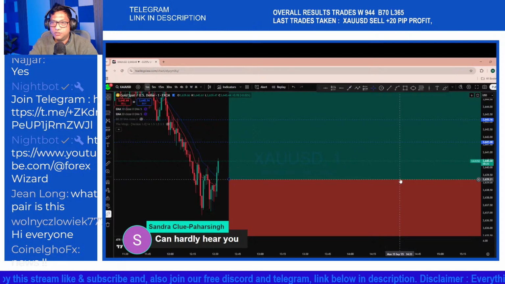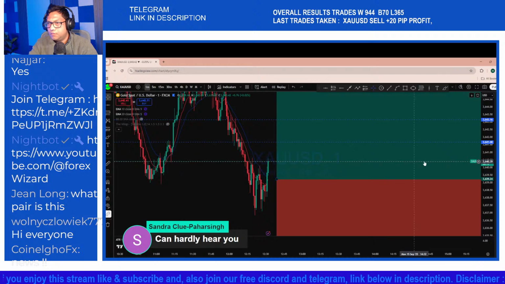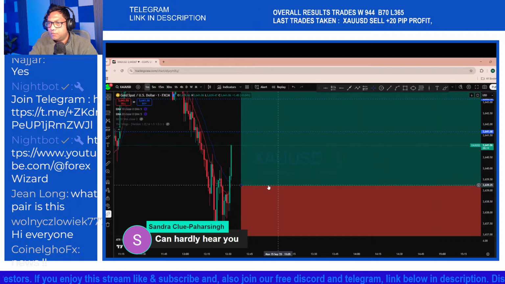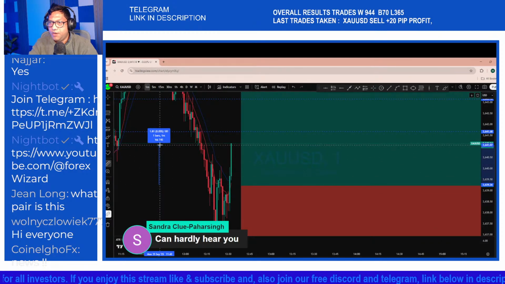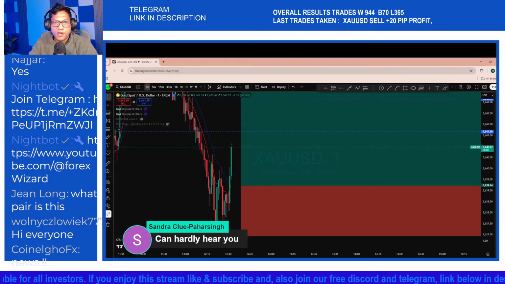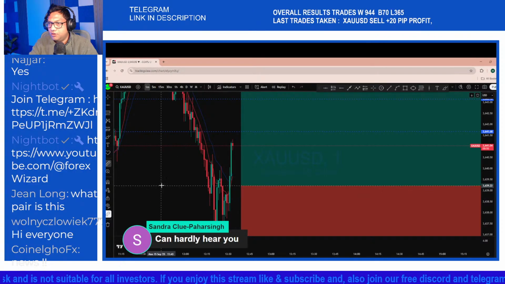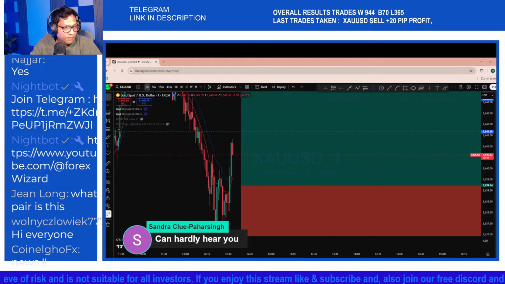Okay, so that is going up now. Cool, guys. Running in profit, 18 pips, 19, 20 pips, and taking profit right now. Closing with profit, and taken another trade with profit, which is 20 pips on this one. Another one, 20 pips.